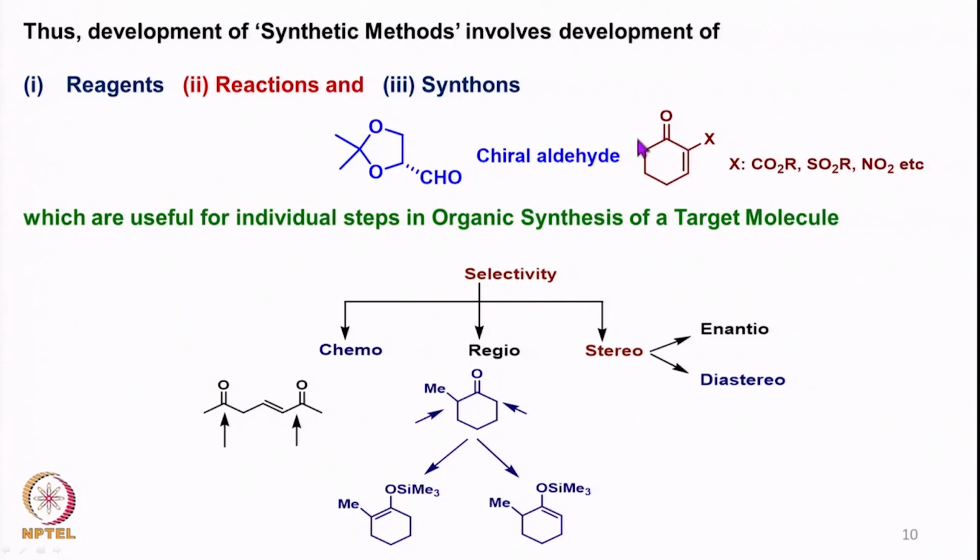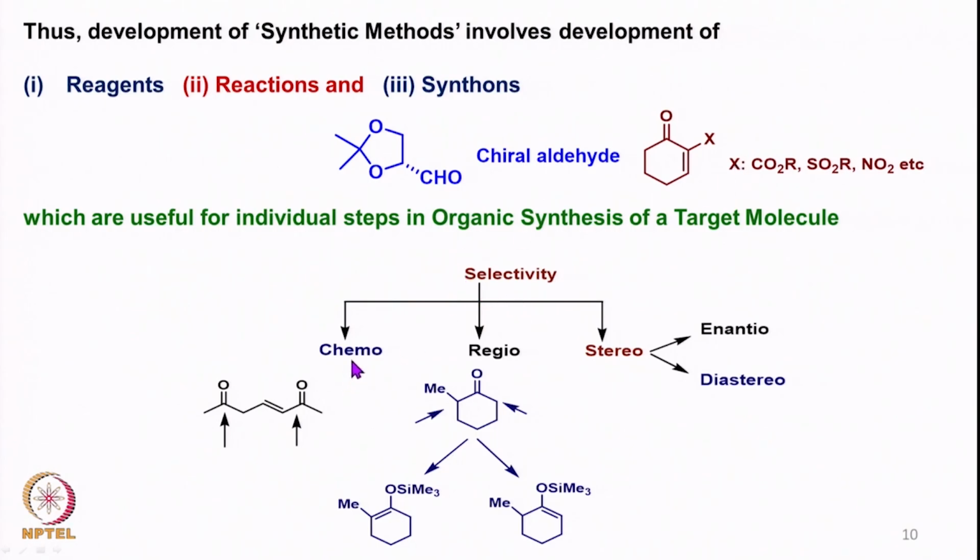Likewise, if we have an enone of this kind which has an X group here, that can be an ester or SO2R or NO2 or a cyano, anything that we can put here, or even an aldehyde. And then that becomes a very important molecule, which is a synthon or a synthetic intermediate. Now the individual steps in organic synthesis of a target molecule can make use of these reagents, reactions and synthons, but then we also need to address selectivity.